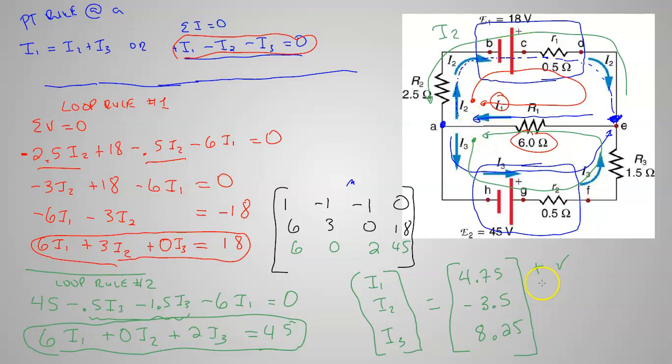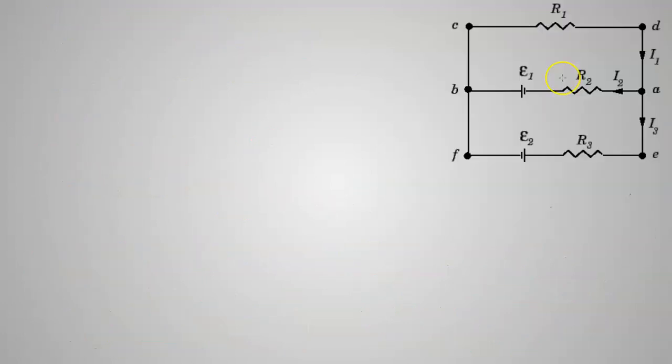All right, and that's one of the things you want to know about here. That negative sign means that it goes the opposite direction. We guessed wrong, and that's okay. The third one, I3, is 8.25. That's this way, positive number. We guessed right. That's a mighty current. That's a whole lot of current there, and that's why it's able to flush this one backwards. All right, so that's another example. Here's one right here.